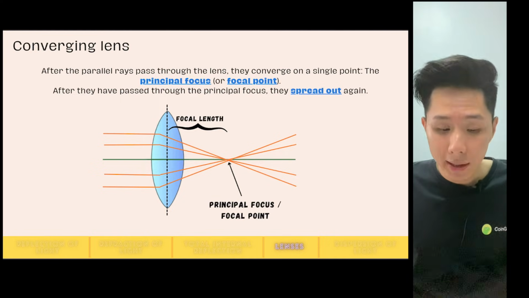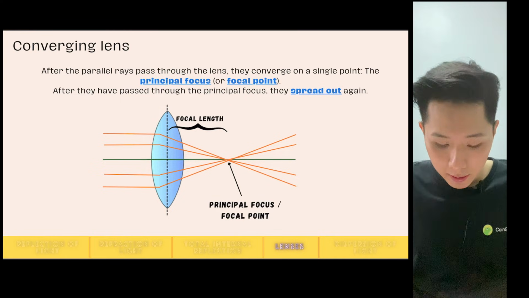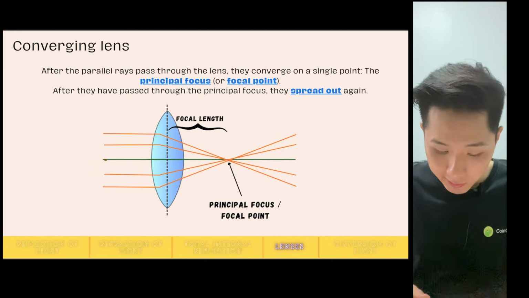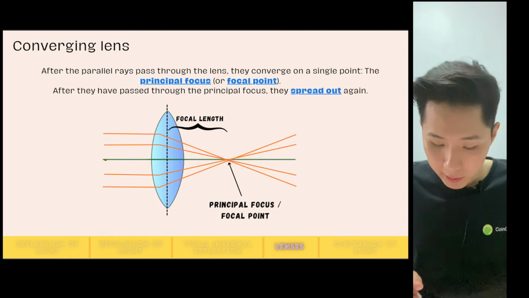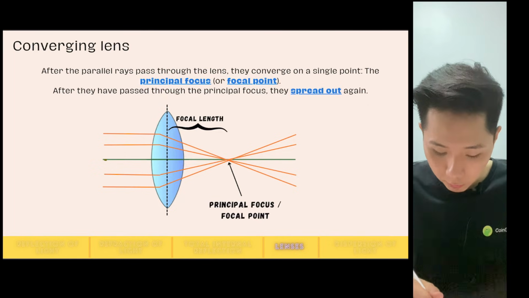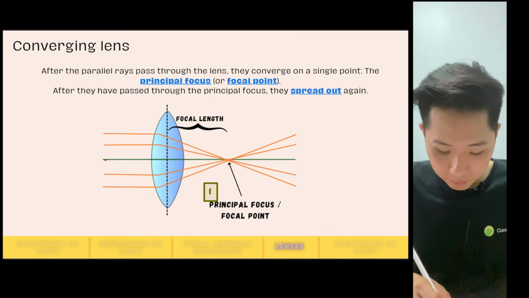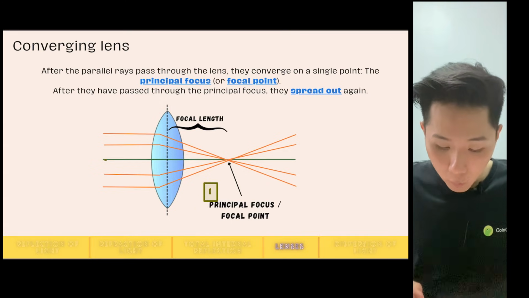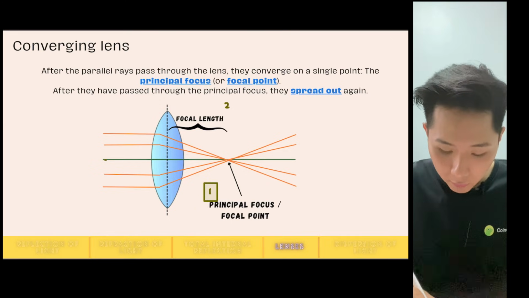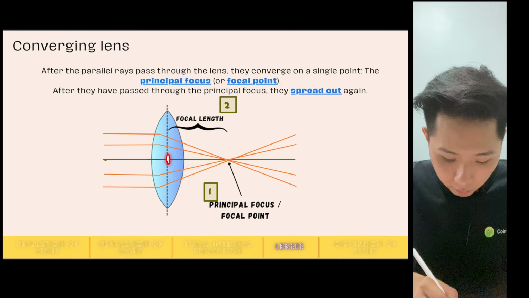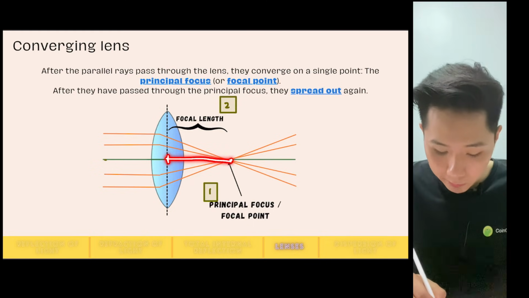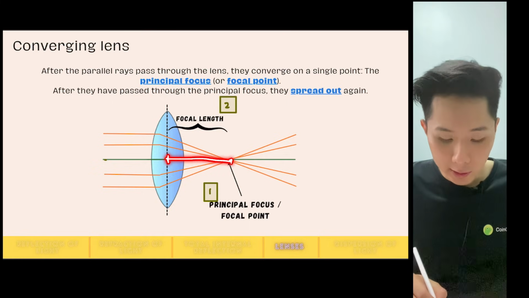There are a few terms that you do need to take notes of. First one is principal focus. Principal focus is the point at which all the light rays intersect. So that's the key thing that you need to know. And focal length is another term. Focal length is the length between the center of the lens and the principal focus. All right, so just remember these two terms for now.